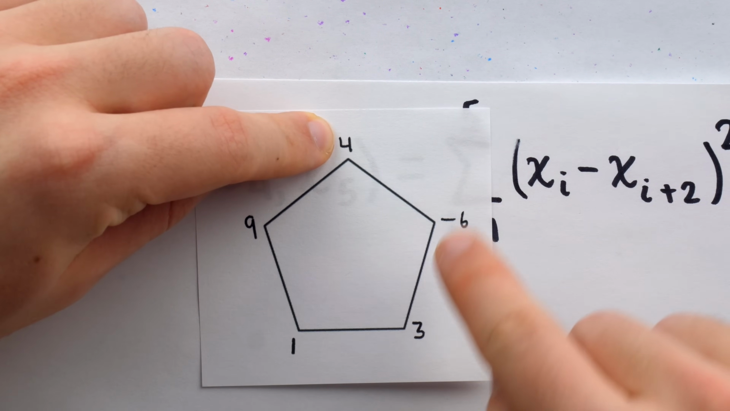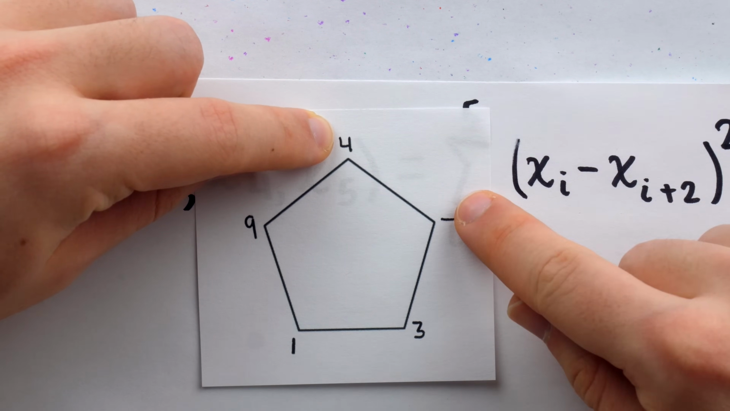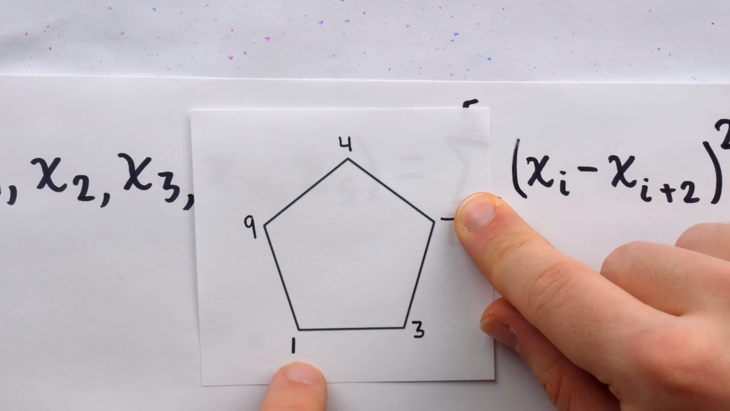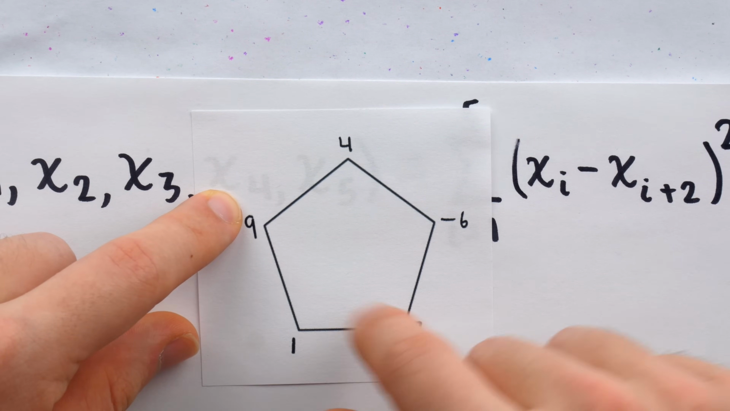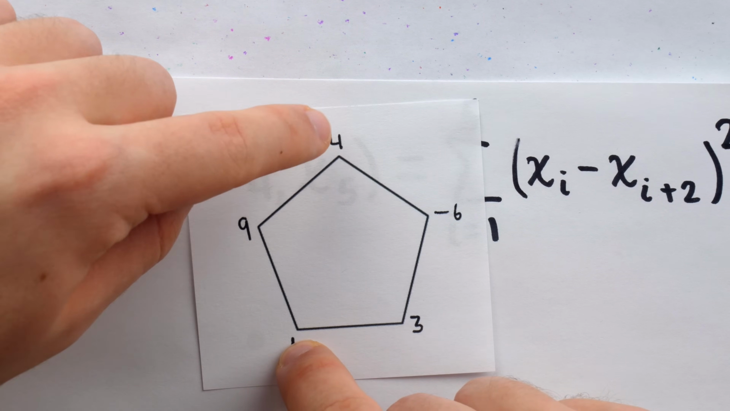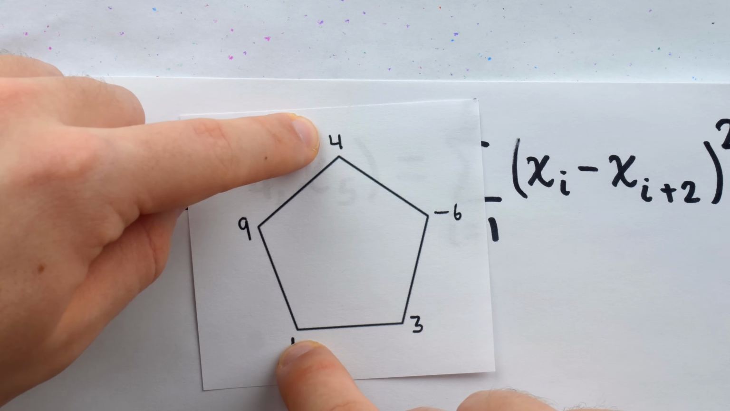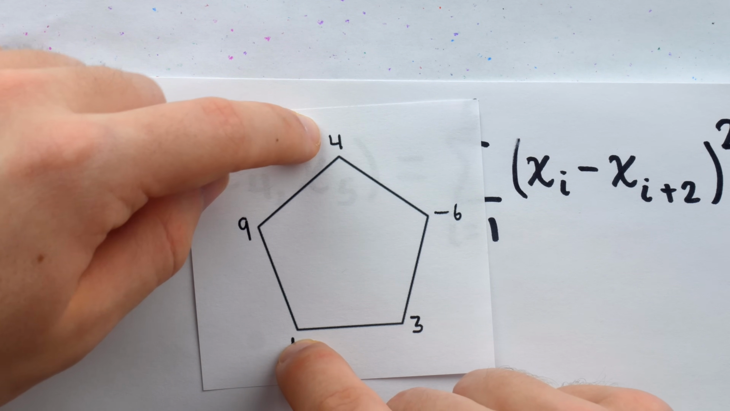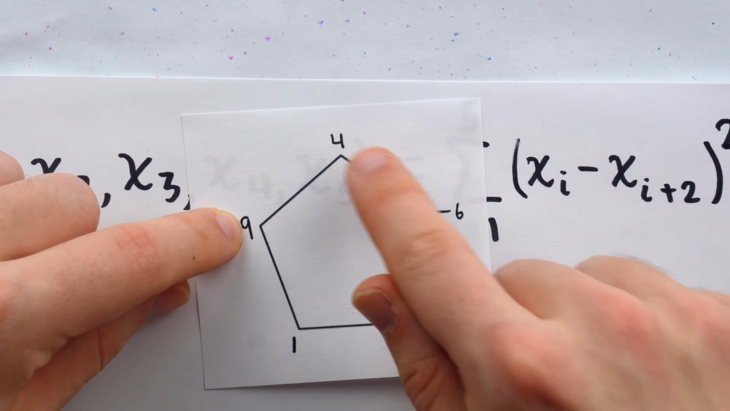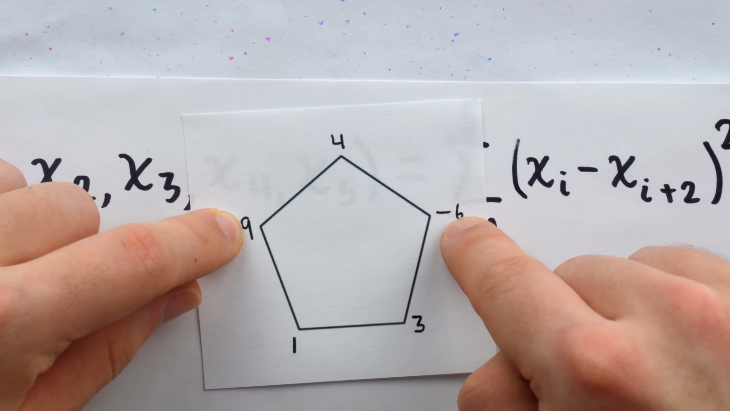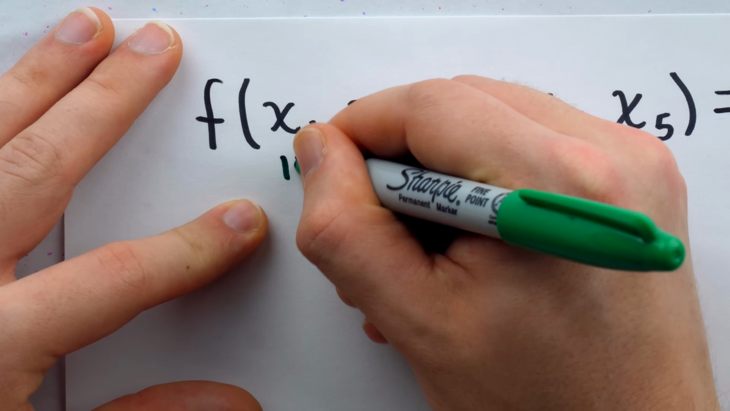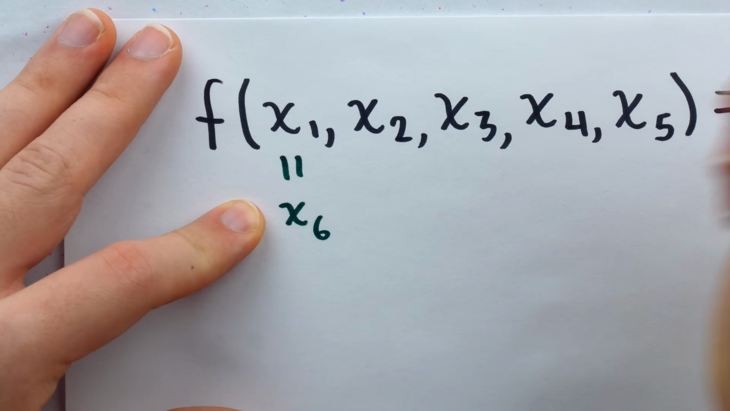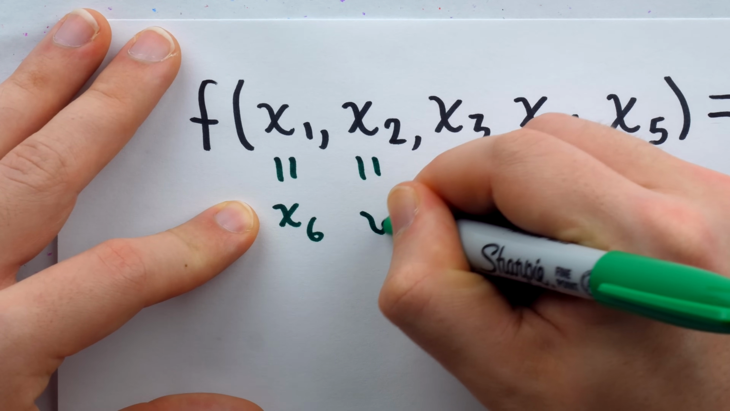So if this is x1, bop, bop, skip 2, that's x3. If this is x2, bop, bop, skip 2, that's x4. If this is x3, bop, bop, there's x5. If this is x4, bop, bop, that's x6. So x6 is actually x1 as well. This is x5, bop, bop, skip 2, so x2 is actually x7. So clarifying detail there, x1 we'll say is the same as x6, and x2 we'll say is the same as x7.